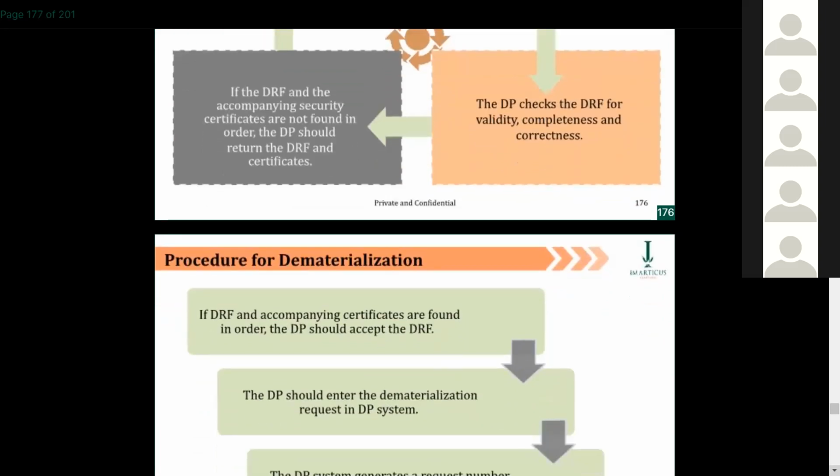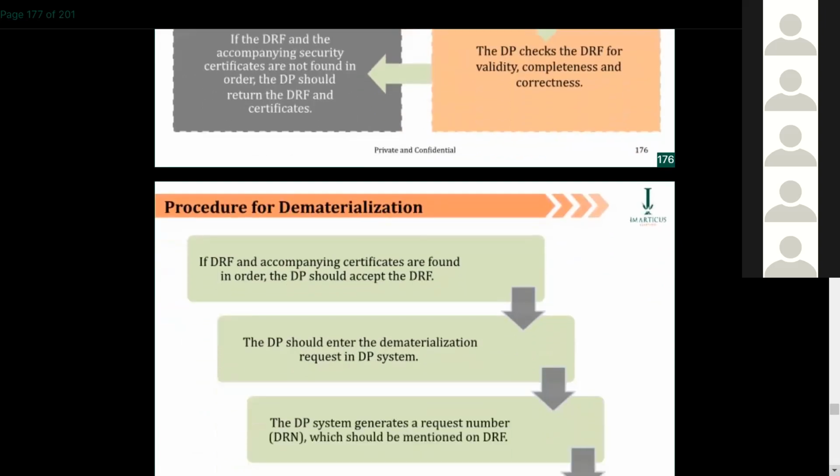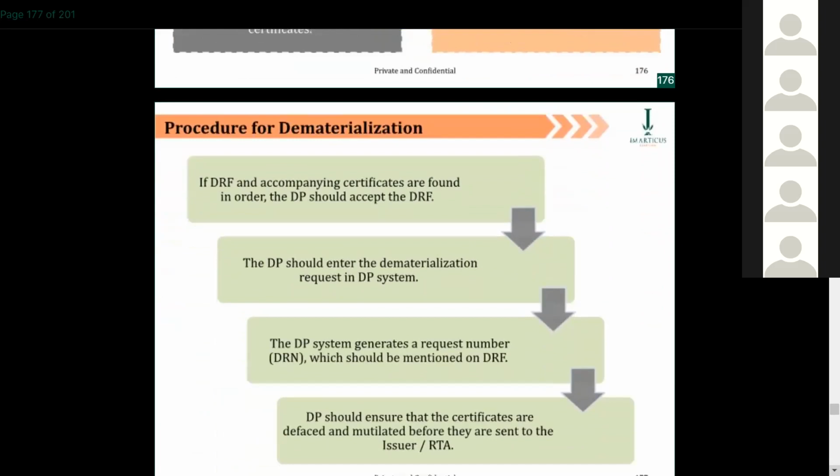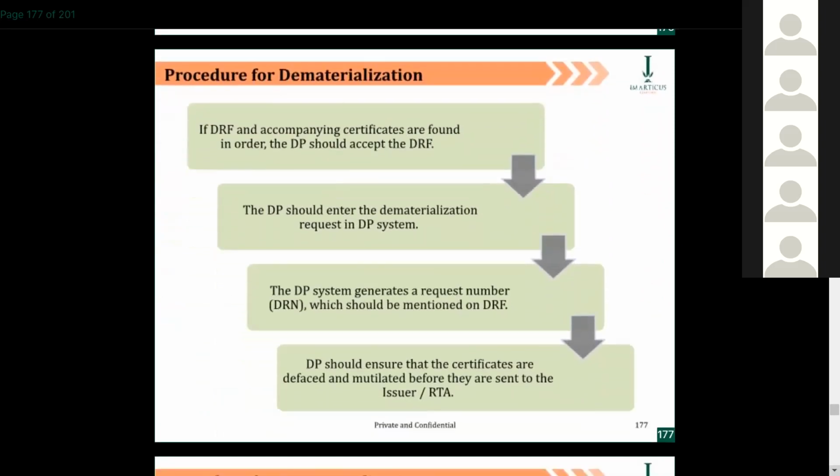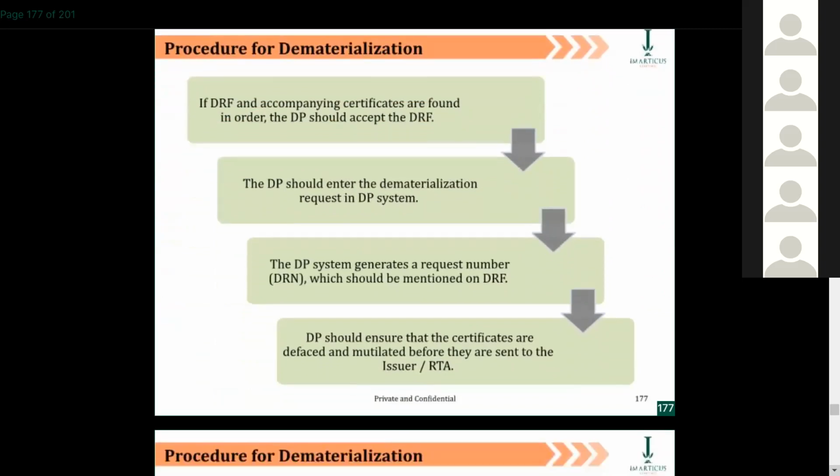The DRF and accompanying certificate are found in order. The DP should accept the DRF. The DP should enter the dematerialization request in the depository participant system, and a request number is generated, which is given to the customer. DP should ensure that certificates are defaced and mutilated before they are sent to the issuer or RTA.